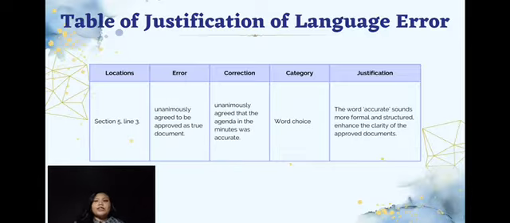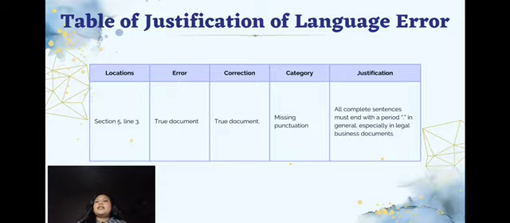Next is word choice. Here, the author states that the board members of the meeting agreed that the agenda on the last meeting was a true document, when it really should be stated as accurate, as it sounds more formal and structured, enhancing the clarity of the proof document. Lastly, the phrase true document is missing a period at the end of the sentence. All complete sentences must end with a period in general, especially in legal business documents.